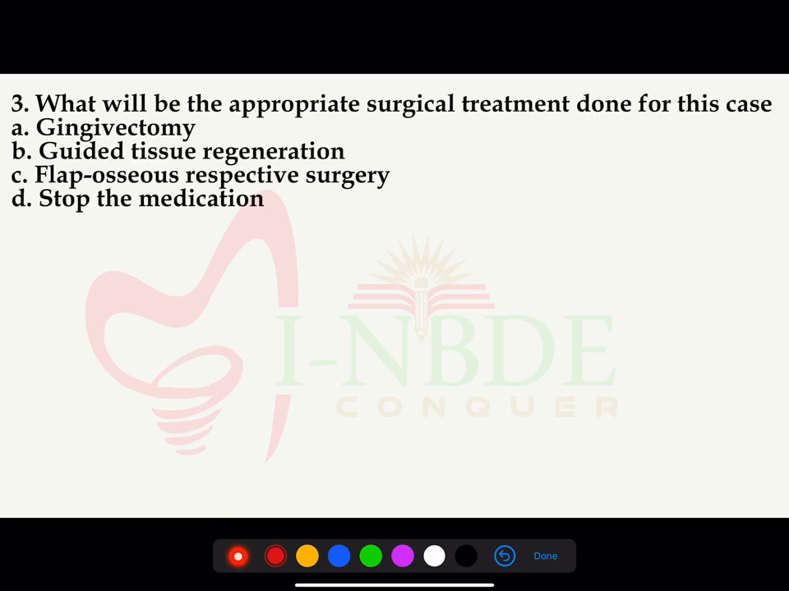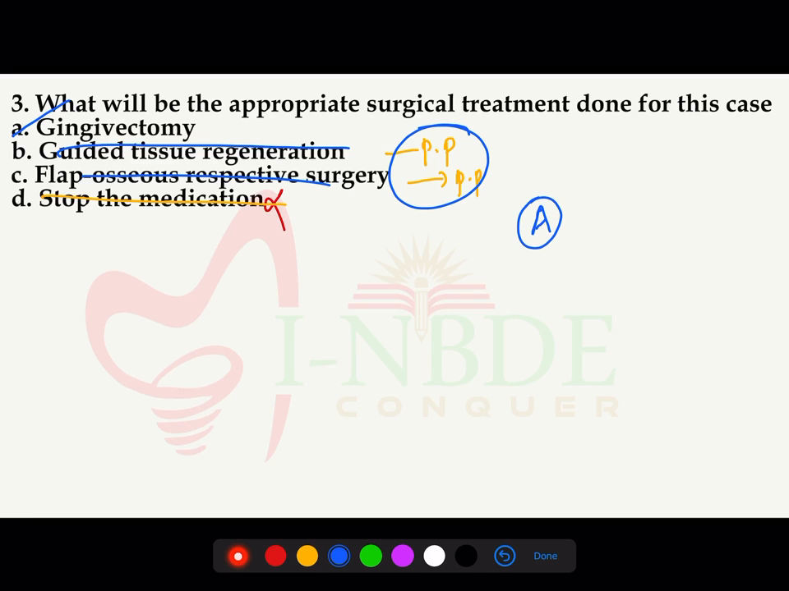The next question. What will be the appropriate surgical treatment for this case? If you see stoppage of drug, no. You have to go for an alternative drug if it is really required. The second one, guided tissue regeneration, is useful for periodontal pocket. Flap osseous resective surgery is useful for periodontal pocket. So these are related to periodontal pocket, so you can eliminate them. Gingivectomy is related to gingival pocket. The answer is A. So this is how you have to interrelate a case-based approach.